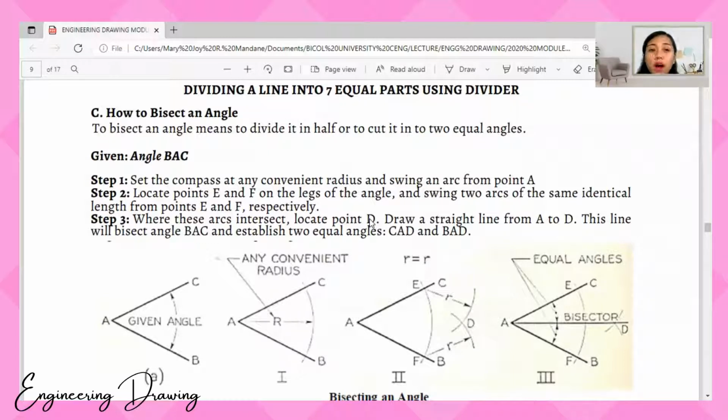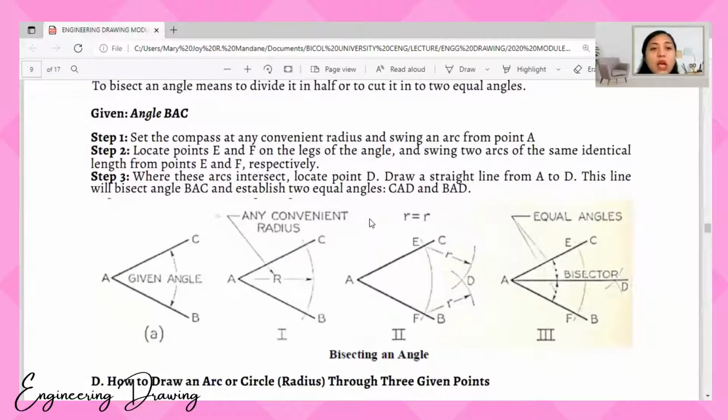And I hope you are practicing while listening to this module. Step 2, locate points E and F on the legs of the angle and swing 2 arcs of the same identical length from points E and F respectively. In step 3, where these arcs intersect, locate point D and draw a straight line from A to D. This line will bisect angle BAC and establish 2 equal angles, CAD and BAD.